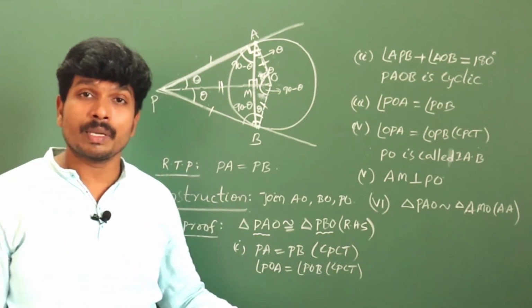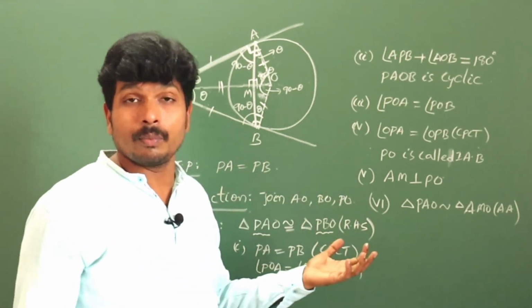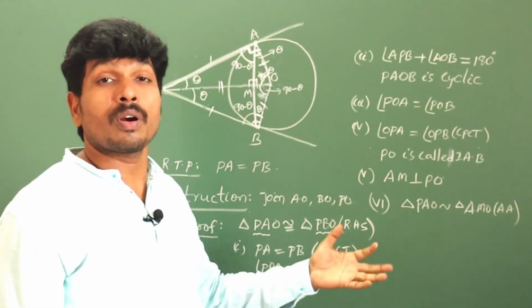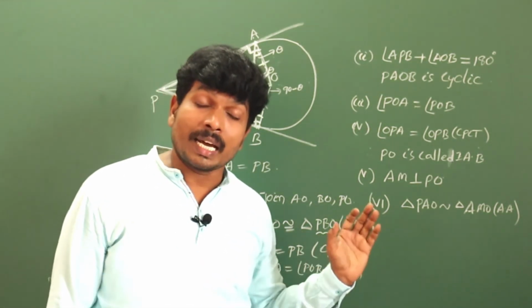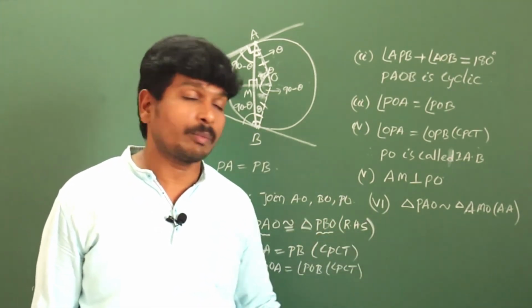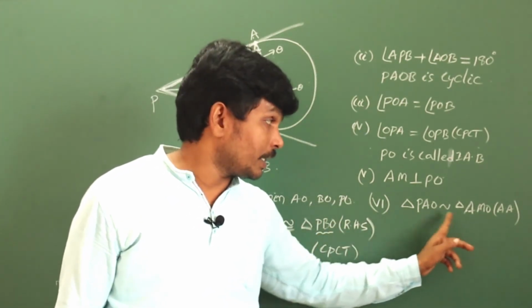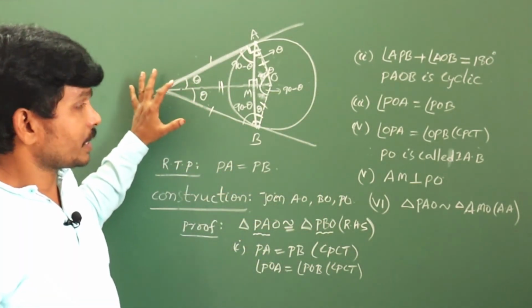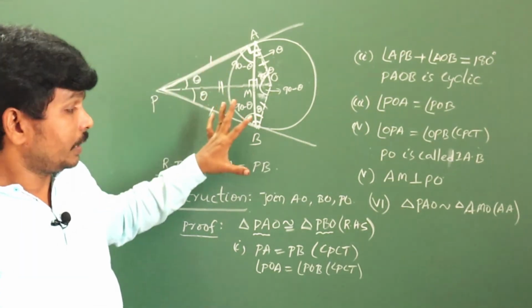What is meant by similar? If their shapes are the same, then the triangles are called similar triangles. In similar triangles, corresponding angles are equal. Otherwise, if corresponding angles are equal in any two triangles, the triangles are similar to each other. So that's why these two triangles are similar to each other. These are the observations you can observe in this diagram.